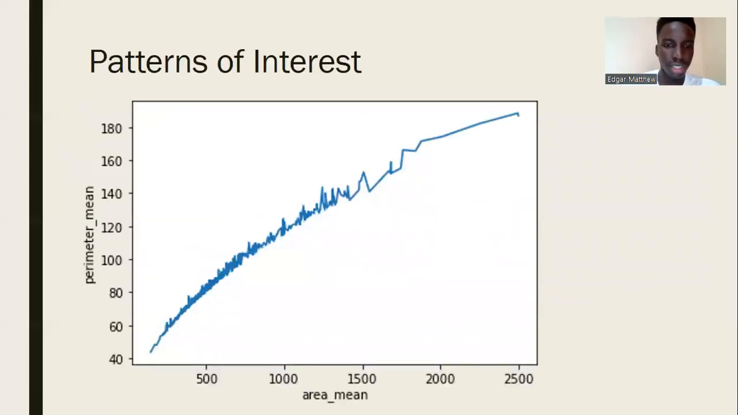A few patterns of interest here, despite alongside them being highly correlated with cancer, the perimeter mean at a certain point determines the area mean. So as the perimeter mean increases, so does the area mean, and with that, the chances of cells being cancerous also increases.